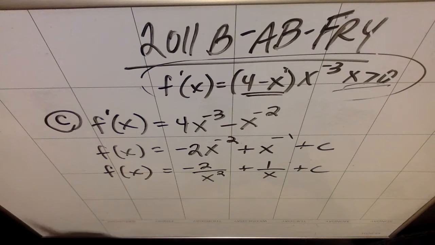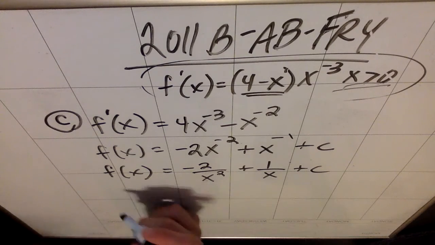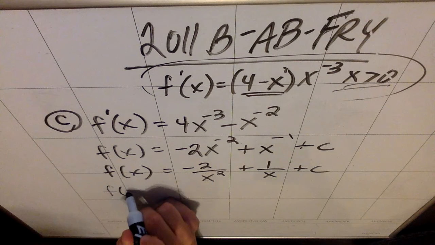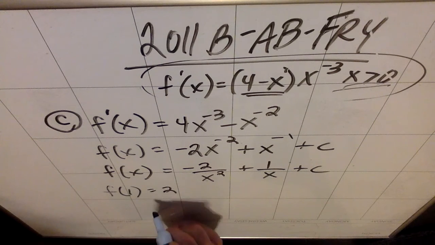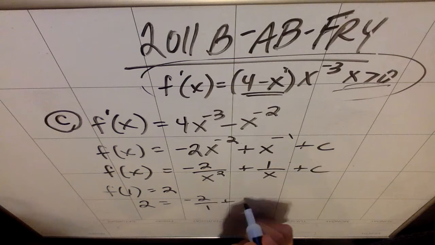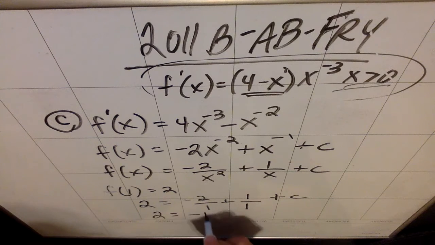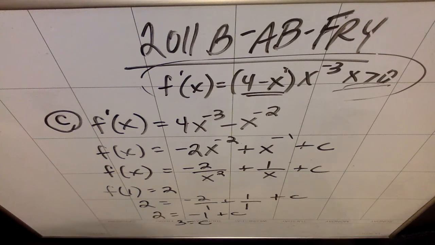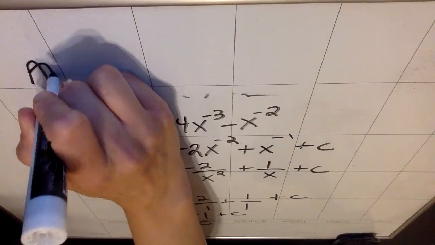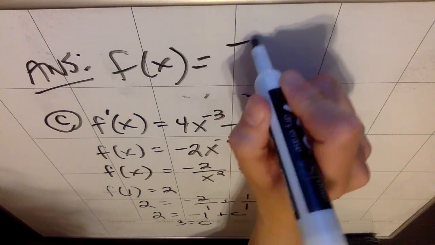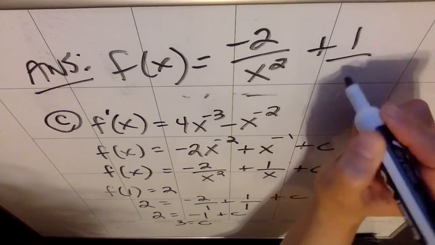plus a 1 over an x, and I'm going to go ahead and find c. I have f of 1 is 2, so I know that 2 equals negative 2 over 1 plus 1 over 1 plus c, right? So 2 equals negative 2 plus 1, which is negative 1, plus c, so 3 is my c. So my final answer then, if I give myself a little bit of room to write it, I guess we'll go ahead and do that up here, right? So my final answer is f of x equals negative 2 over x squared plus 1 over x plus 3.